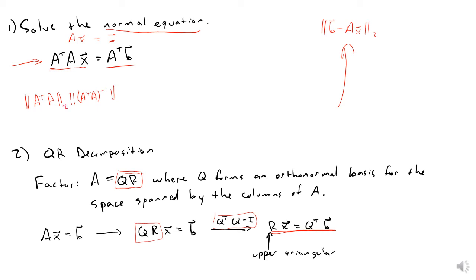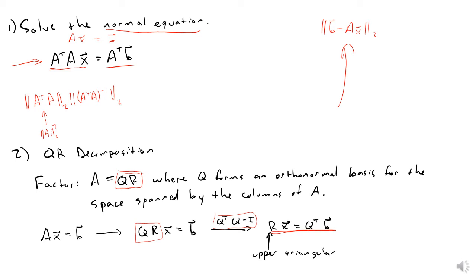And here we're talking about the 2 norm. So if we want to find the condition number for this system, we need to find these 2 matrix norms, and it turns out that the norm of A transpose A is equal to the norm of A squared. So if A is any matrix that has a large norm, then the norm of A transpose A will be even bigger.